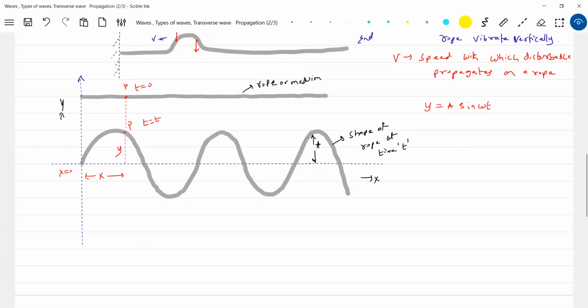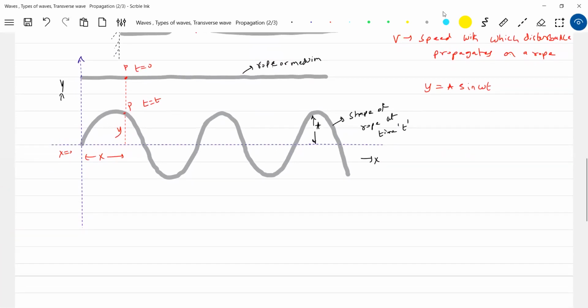Now, at t equals 0, what is the state of the rope? It is at rest. All points on a rope are at rest. I'm very specifically picking up a point on the rope. What is its state? At rest. Now, I created a disturbance here. It will take some time for the disturbance to propagate and reach point P.